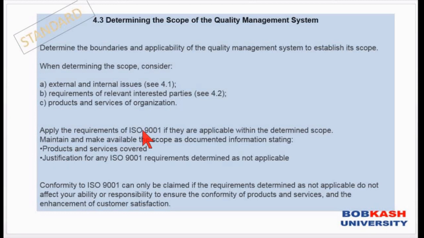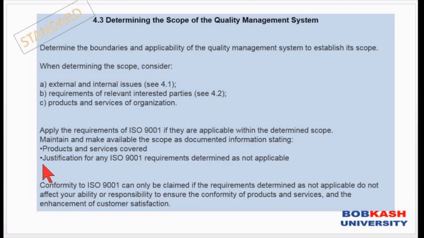Apply the requirements of ISO 9001 if they are applicable within the determined scope above, and the organization must maintain and make available the scope as documented information. So this is a requirement that needs documented information stating the exact products and the exact services to be covered, right? In an organization, for example, you could be having 5 services, but only 2 are covered in the QMS, 3 are not covered. So you have to be precise here about what services are covered in the QMS that we need to deliver to the client.